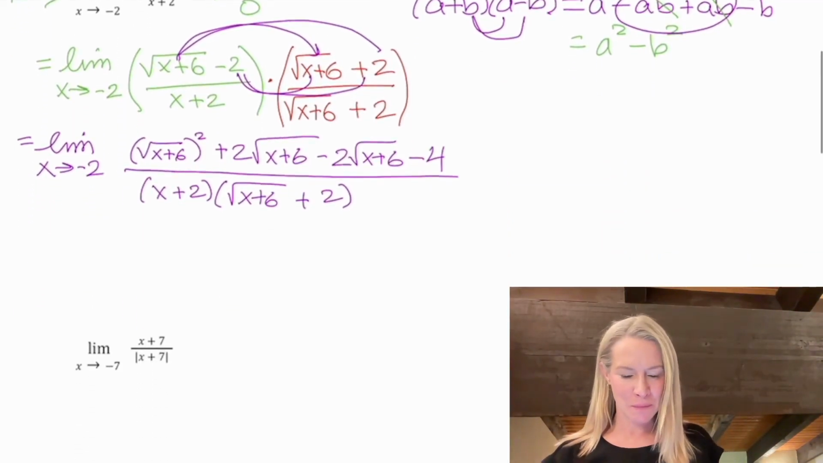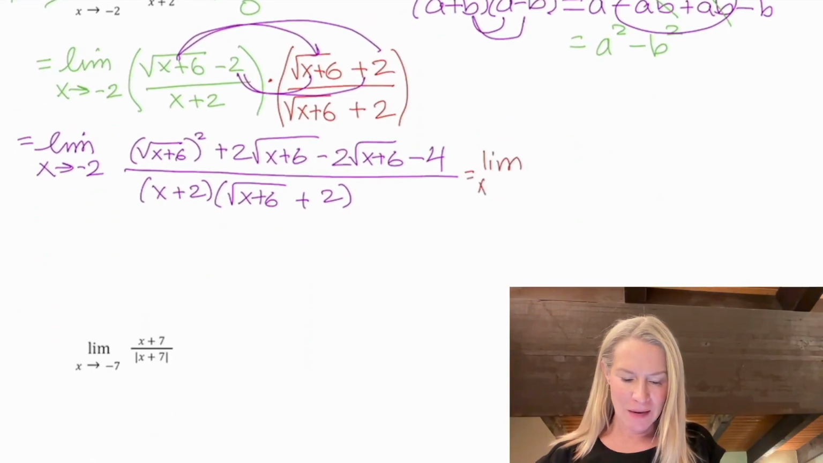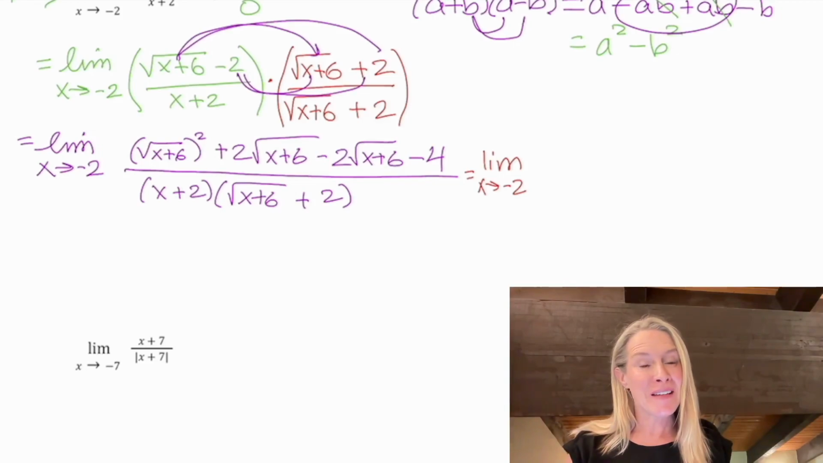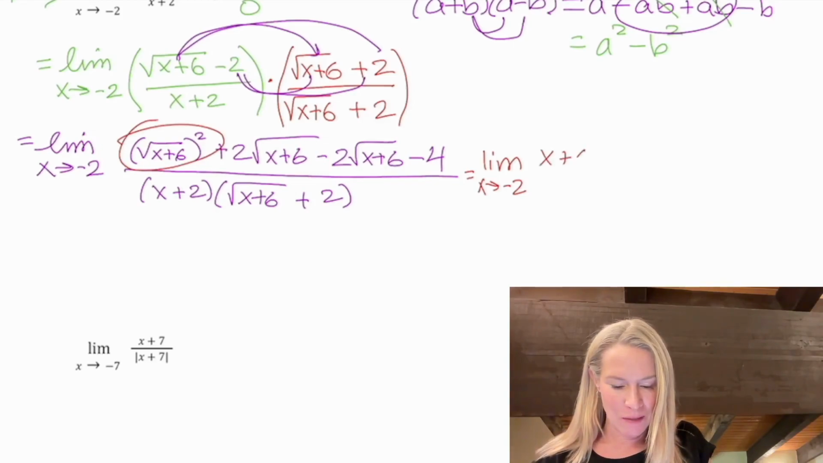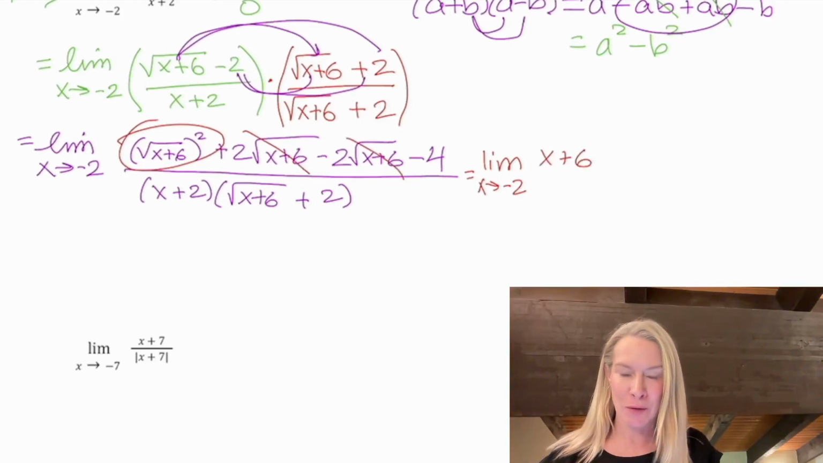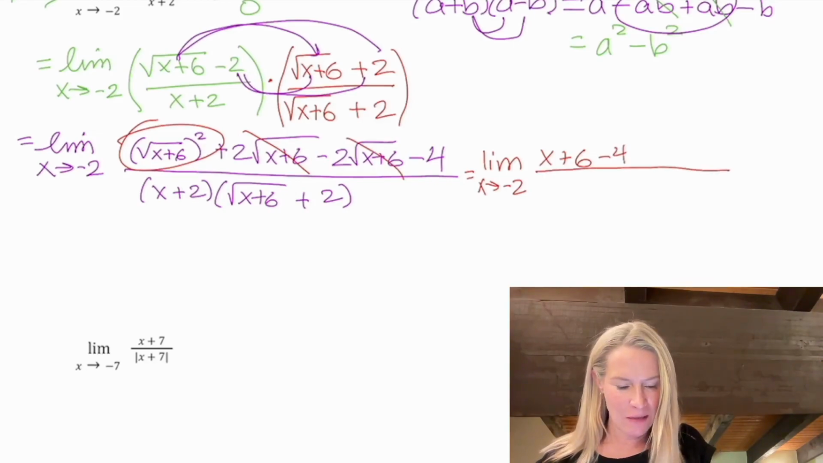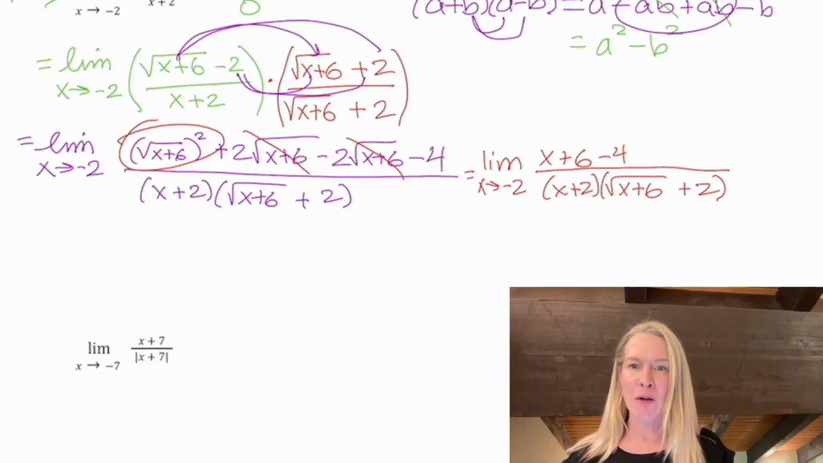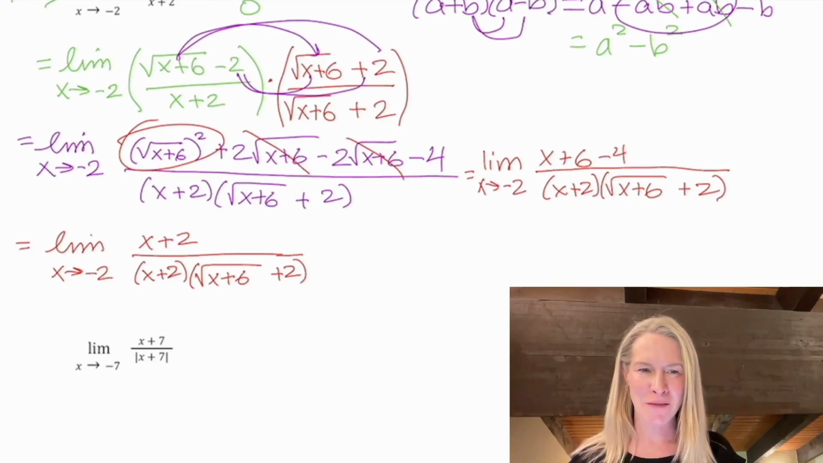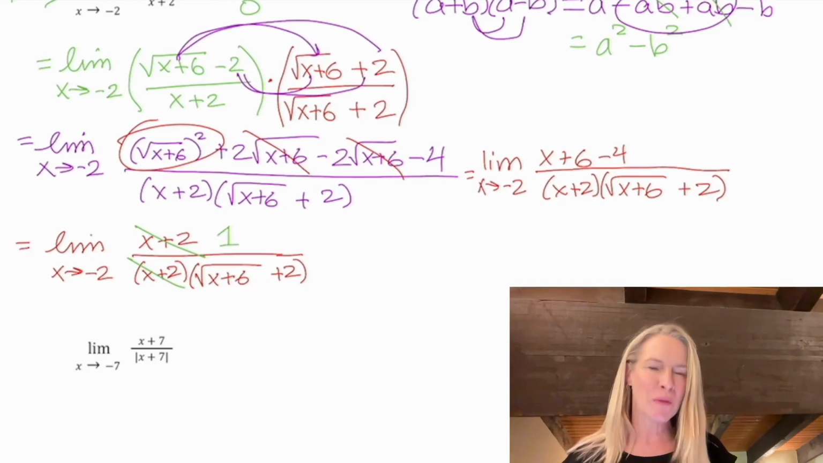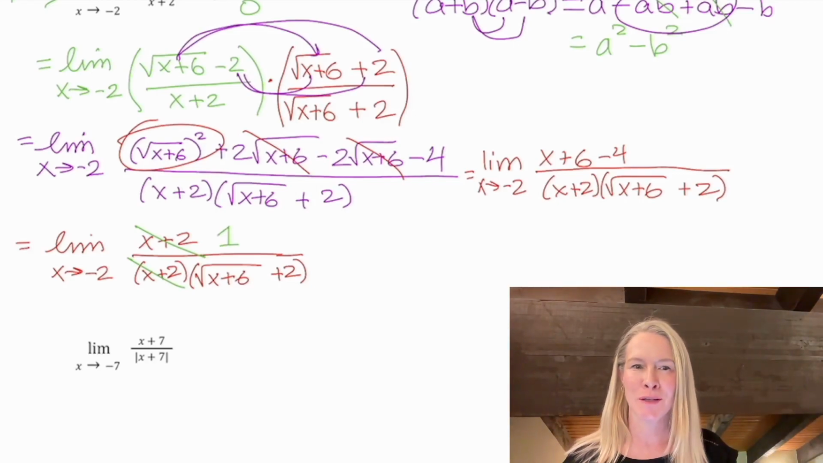So in simplifying this, we get the limit as x approaches negative 2, still writing that down because we're still looking for the limit. This piece simplifies to x plus 6. These guys add up to 0, and we have a minus 4 on the end. And I'm going to leave the denominator just as it is. All right. And now you see that the numerator is x plus 2 also. And because of that, this x plus 2 over this x plus 2 equals 1. So we're left with 1 over that square root of x plus 6 plus 2.